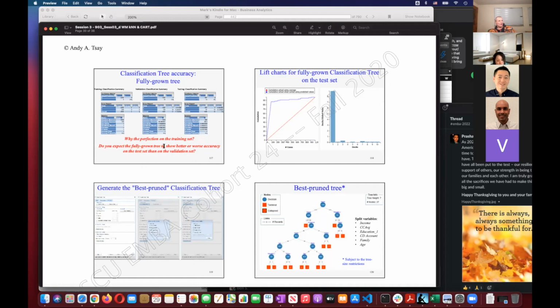So do you expect the fully grown tree to show better or worse accuracy on the test than the validation? You have no input to that. But do you expect the fully grown tree to show better or worse on the test and validation set than the training set? I would expect, God, I have to be careful. Anytime he asks the word expect, you just say no, no guarantees. But a fully grown tree is supposed to be 100% on the training set. That's kind of by definition what a fully grown tree does. So you would expect it to be worse on any other set of data.